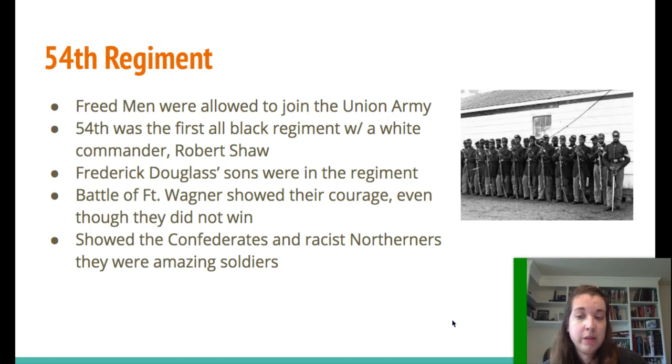They're going to form in the city of Boston. Now their commander is going to be white. So this way he can still get respect from other Union Army soldiers and stuff like that. So another cool fact for this, Frederick Douglass's sons were in the regiment. We know Frederick Douglass is that famous abolitionist. So their moment of glory is going to come at the Battle of Fort Wagner. They're going to show their courage and actually do really well.